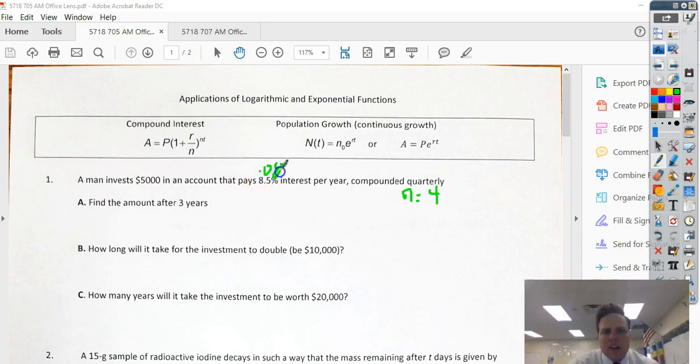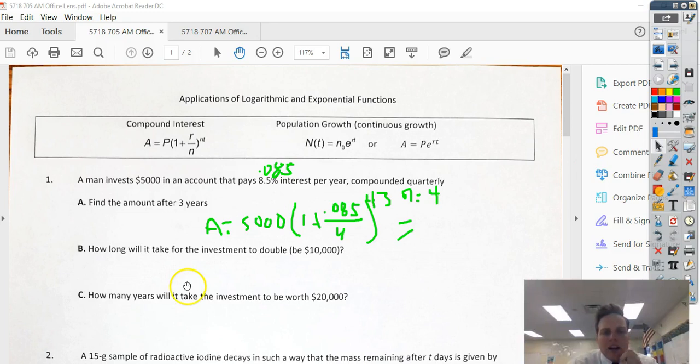The first thing it asks is to find the amount after 3 years. Well, that's something we know how to do. We just say A, that's the amount, equals 5,000 times 1 plus 0.085, that's our interest rate, over 4, because that's the number of times I'm compounding in a year, raised to the 4 times 3, because that's how many years there are. So we're just going to plug this into a calculator, and we're going to have our answer.